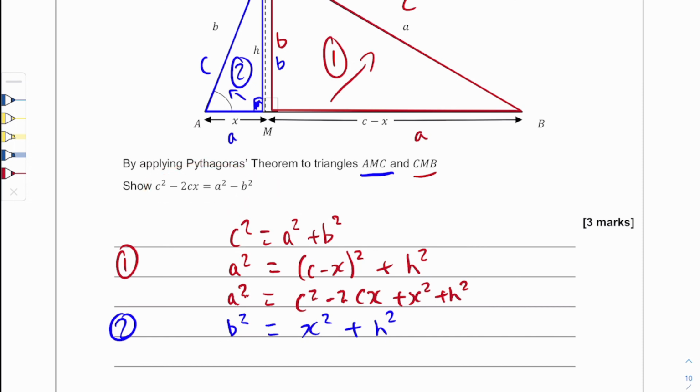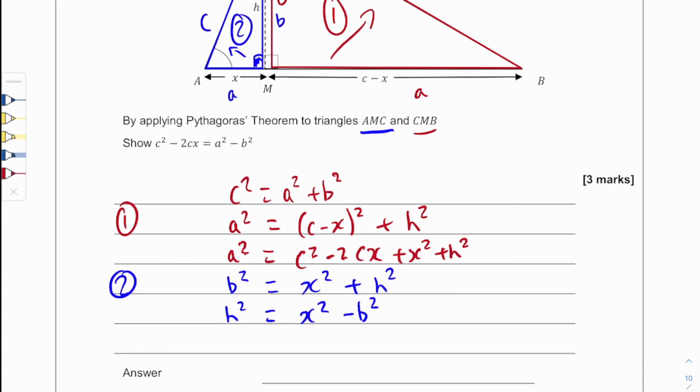Now what I've noticed is there's a common theme for both of these. We've got a common variable which is H squared. So we're going to have to substitute H squared for one of these expressions. So we're going to rearrange number 2 so we have H squared on its own. So that is equal to X squared, take away B squared. We're going to substitute number 2 in for number 1. So where we see H squared in number 1, we're going to substitute in this expression now, okay?